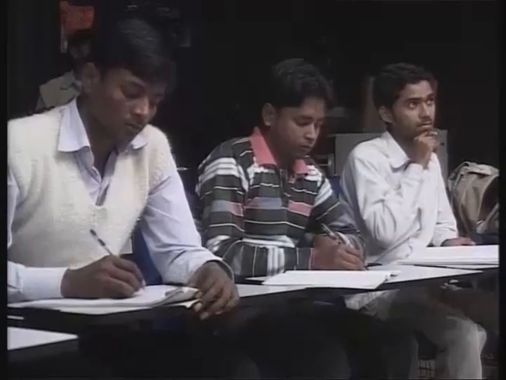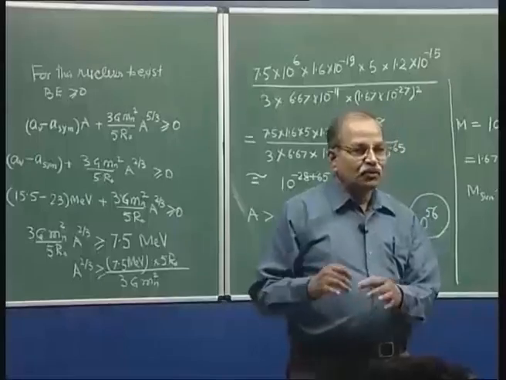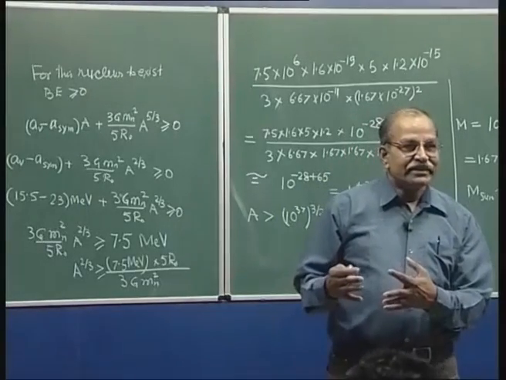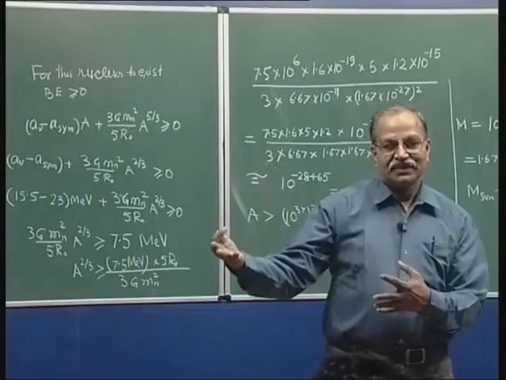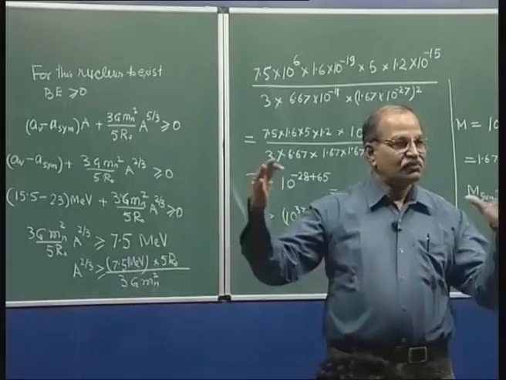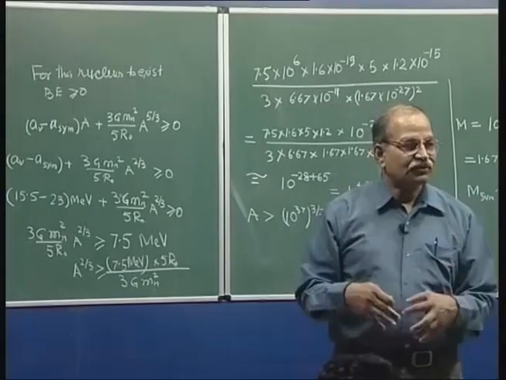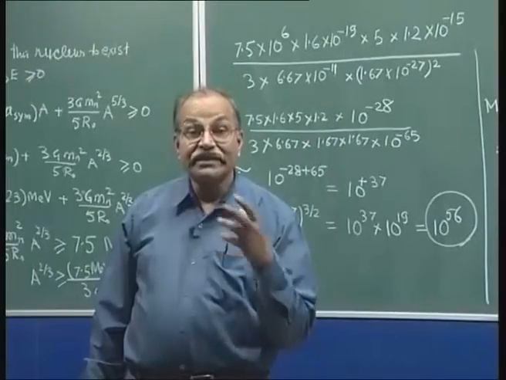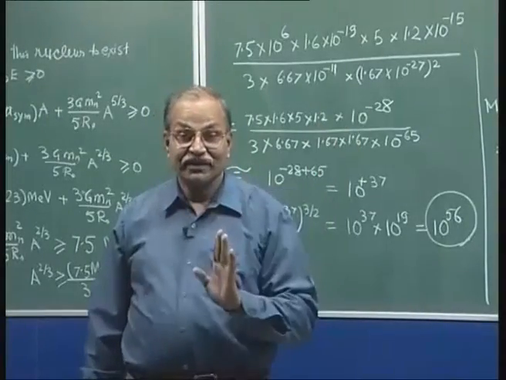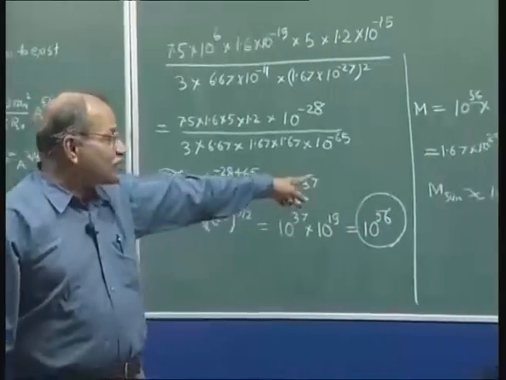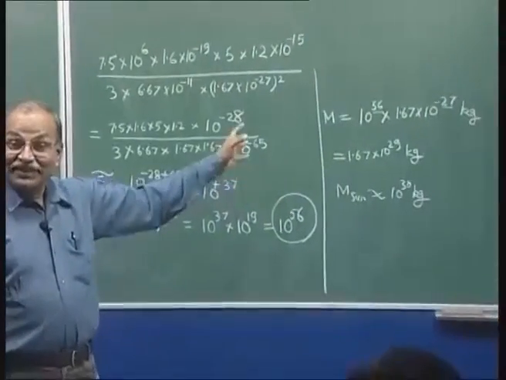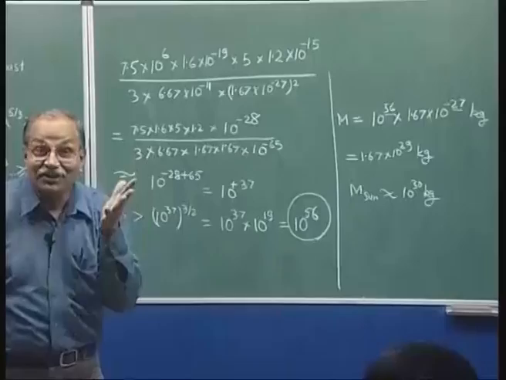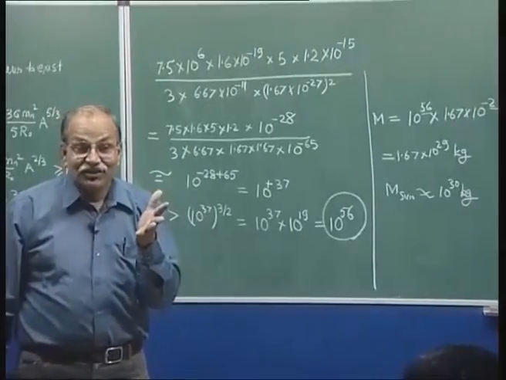Neutron stars are observed or are known with masses somewhat larger than the mass of the sun, 1 solar mass or 1.5 solar mass or 2 solar mass. This is the order of neutron star masses that are actually observed, and it says that mass should be greater than 10 to the power 29 kg. So, it is hitting the right order, right.